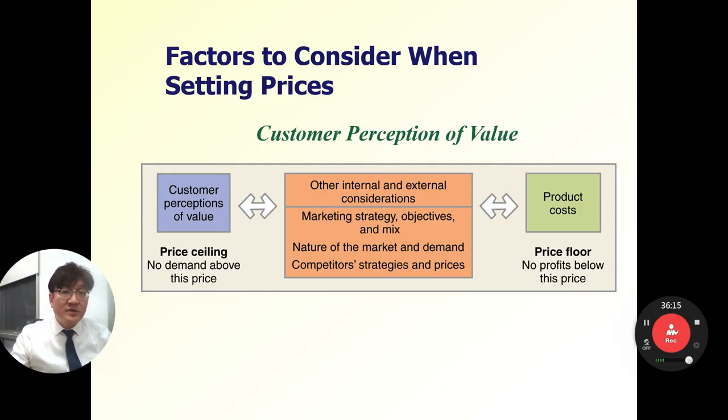So the customer would not pay more money than their perceived value. If they believe that the product is worth about $100, and you charge 110, they're not going to pay 110. In that sense, it is the upper limit of the price. We call it price ceiling. And what about the price floor? That is the minimum price you can charge, the lower limit of the price.